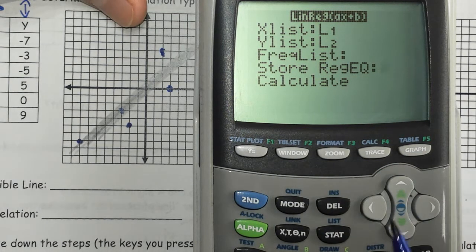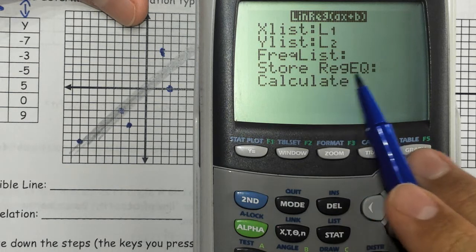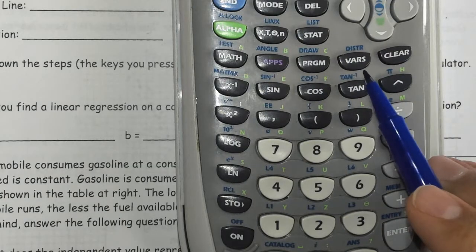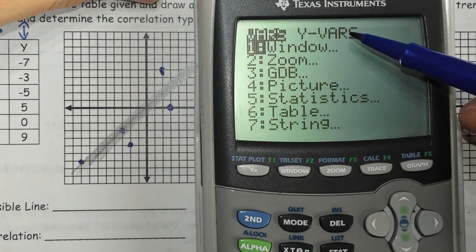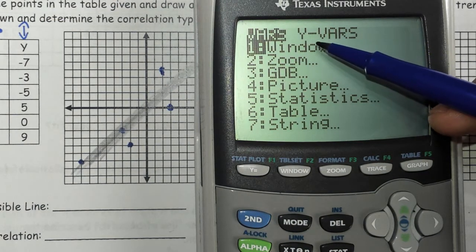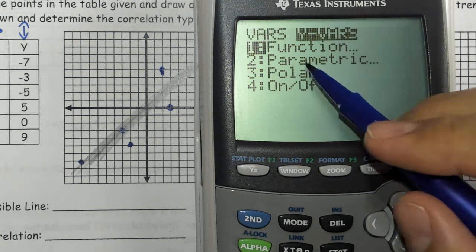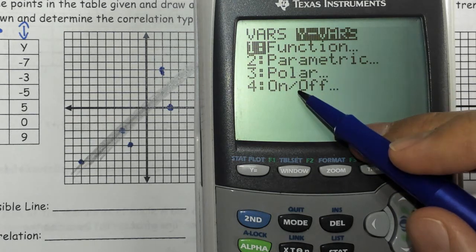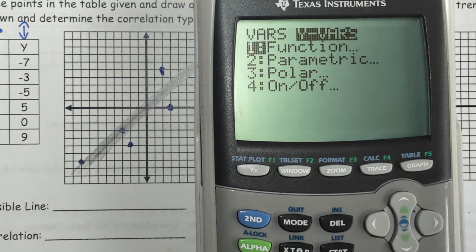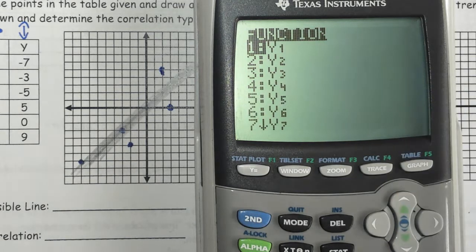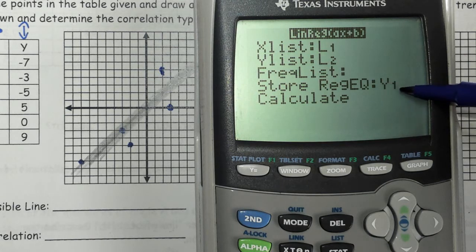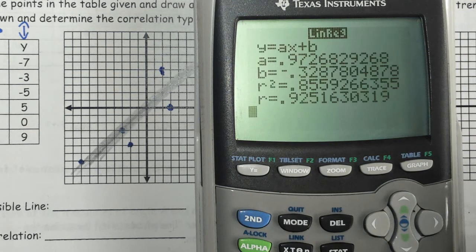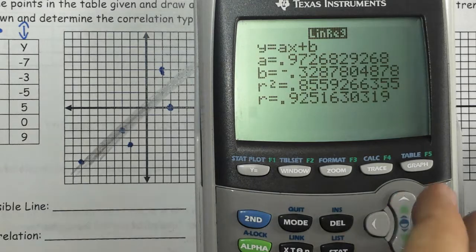So from here, right by the store regression equation, press the vars button. When I press the vars button, I get a window that says vars and y vars. We want to put it in the y1 place, so we're going to go to these y vars, and it's a function. You haven't been taught any of this, so we're going to go to function, and there's y1. Go to y1, and now it says we're going to store the regression equation into y1. Tap enter a couple more times. There's our equation, and we'll look at y1 in a second.